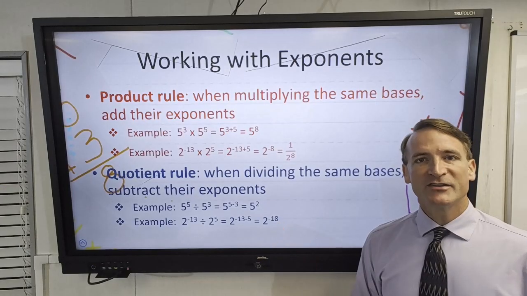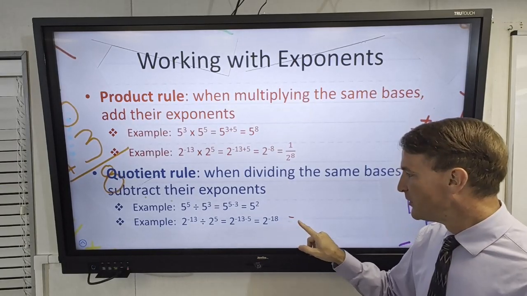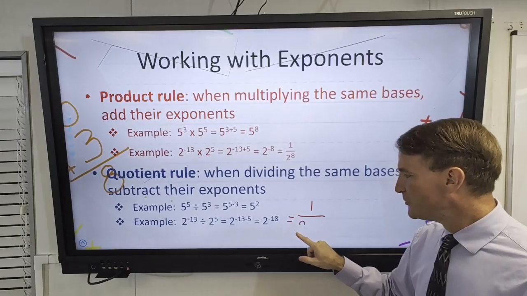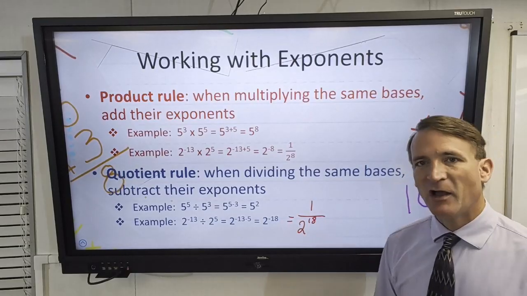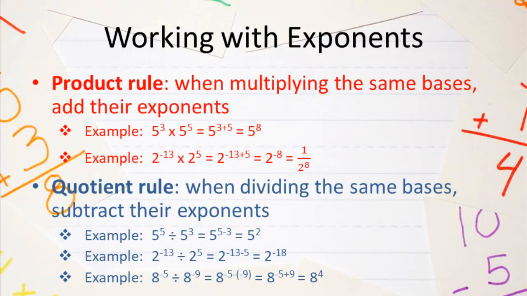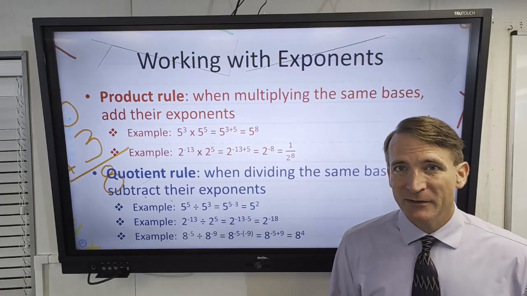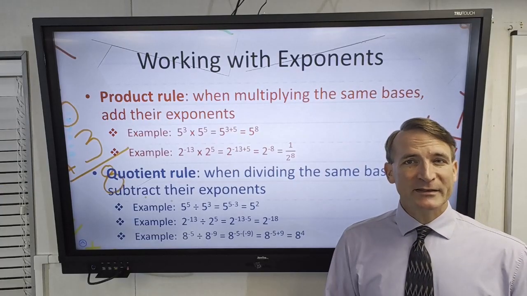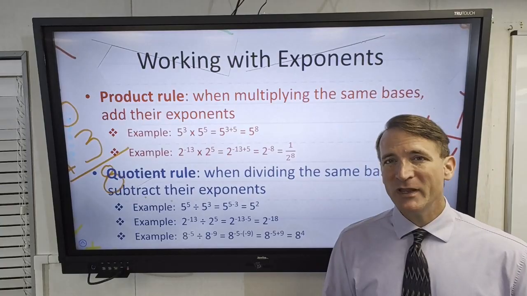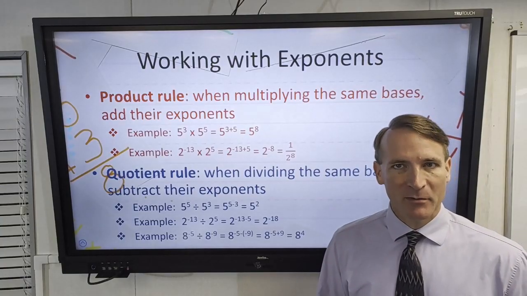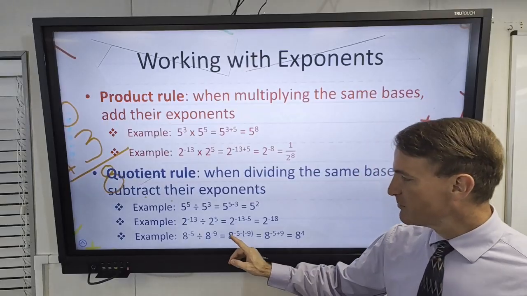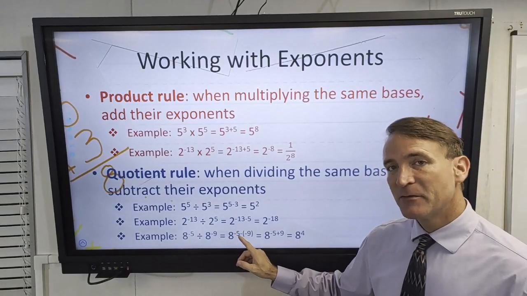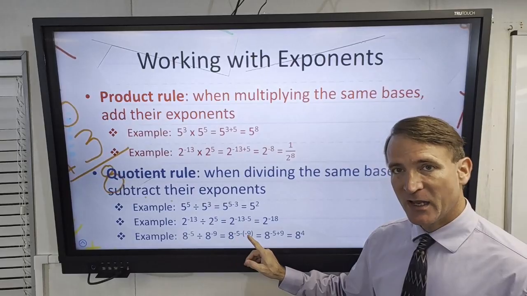If I wanted to write that as a positive exponent, then that would be 1 over 2 to the positive 18th power. As yet a third example, let's say I had 8 to the negative 5th divided by 8 to the negative 9th. Now keep in mind that I do have negatives and I am subtracting. So we've got to go back to how we add and subtract negative numbers. So this would be the same as saying 8 to the negative 5th minus negative 9 power.